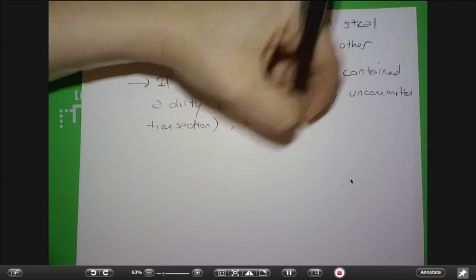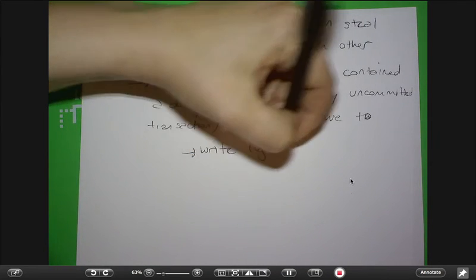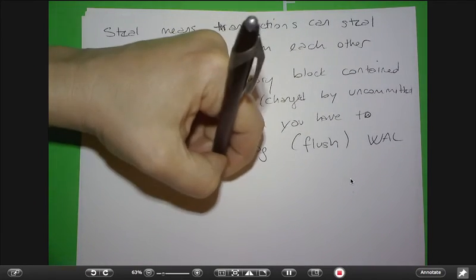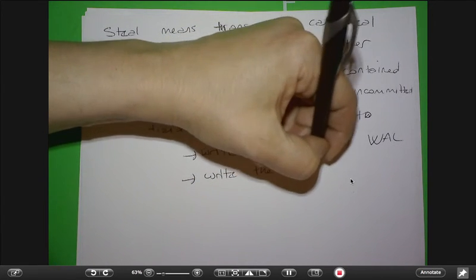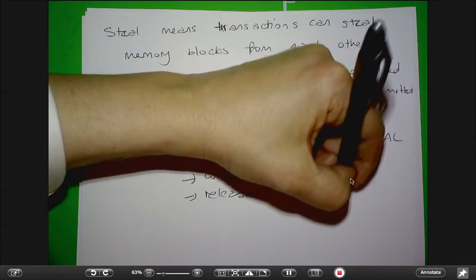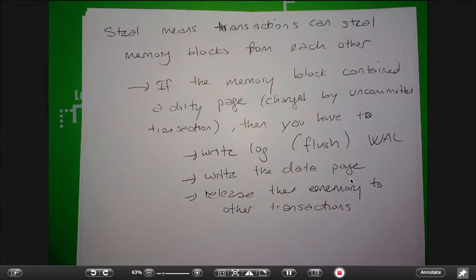Then you have to first write the log, because of write-ahead logging. Then write the data page, and then release the memory to other transactions. Okay? So basically, when we are looking at recovery, it all depends on whether you have force or steal. Because of that, your assumptions are going to change. So this is where we're going to talk about different recovery algorithms. So any questions about force or steal?